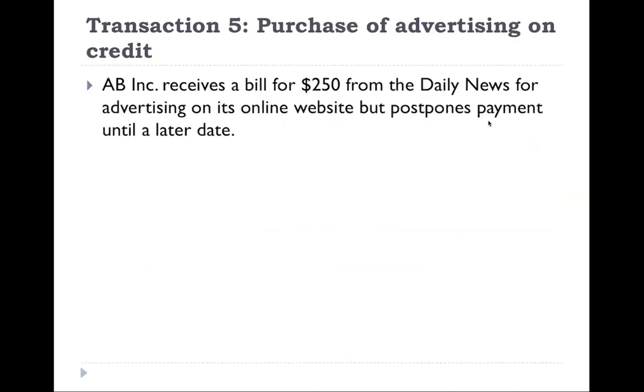The next one, purchase of advertising on credit. AB receives a bill for 250 from Daily News for advertising on its online website, but postpones payment until a later date. How would this affect the firm's accounting equation?